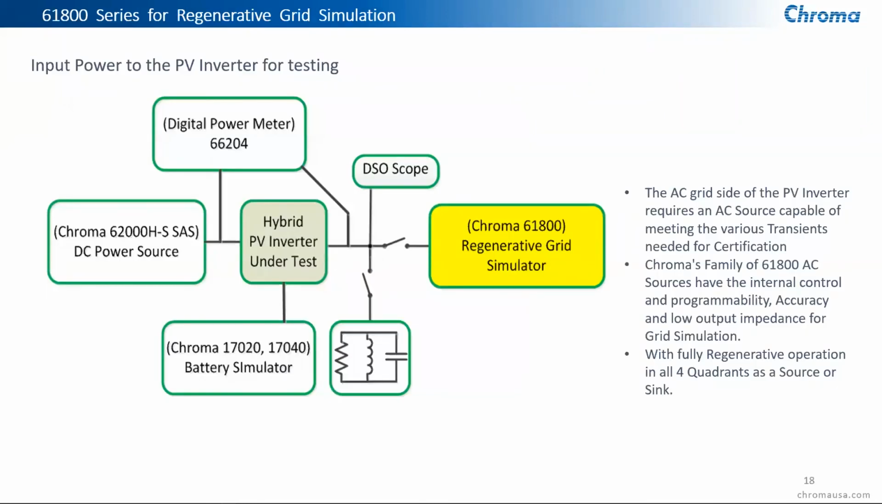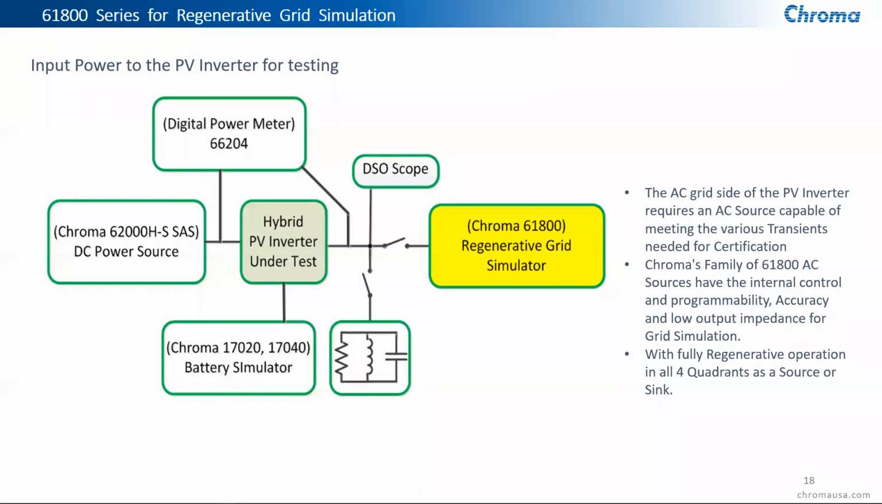The next thing we're going to get to is how we simulate the grid. In order to fully test a PV inverter, you have to be able to tie it to a device that simulates the grid. It has to see the grid in order to synchronize to it before it can actually apply power to the grid.